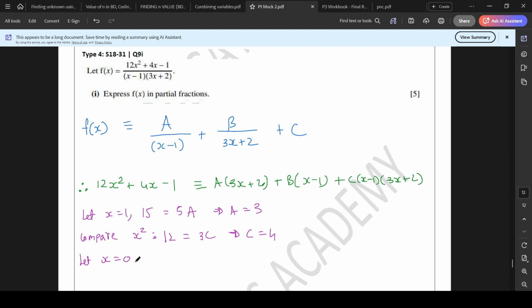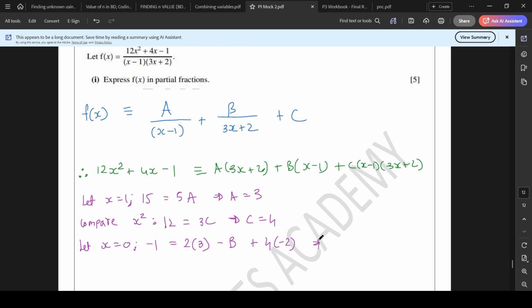So on the left hand side, what am I going to get? On the left hand side, I'm going to get minus 1 is equal to 2A and then plus, I should say minus B. 0 minus 1 is minus 1 into B is minus B. And then plus 4 times minus 1 into 2, which is minus 2. And from here, I need to find the value of B.